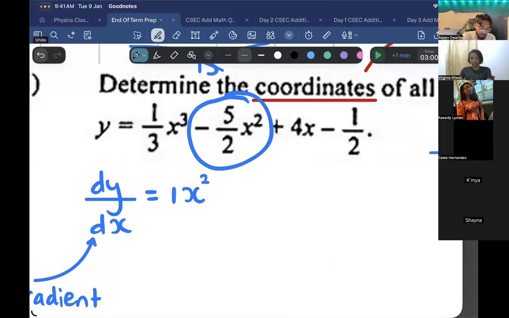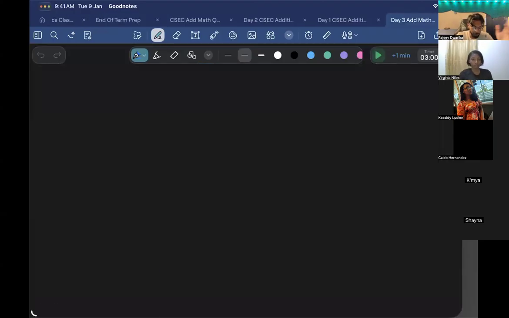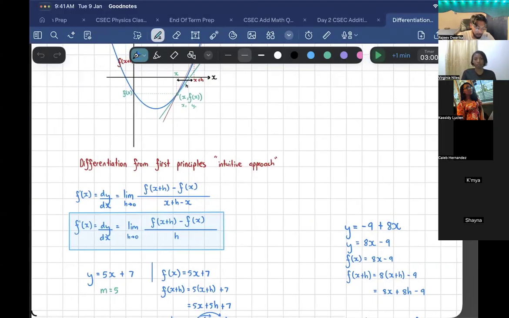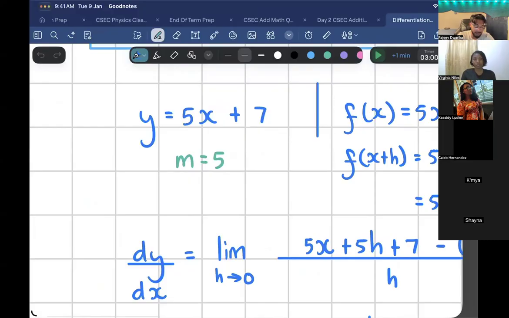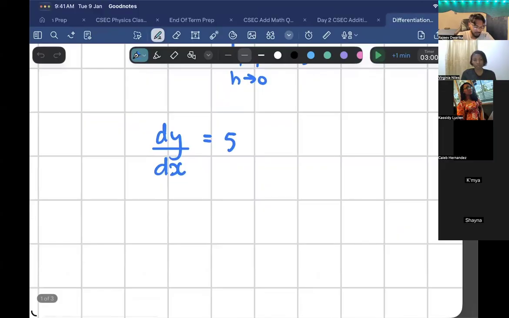Cassidy, if I differentiate minus 5 over 2 x squared, what would I get? I'll multiply minus 5 over 2 by the power 2, and I'll get minus 5, and then I'll minus 1 from the power, so it's just minus 5x. Correct. In the last class, we proved this. If you are differentiating something like 5x, the rate of change of the function is 5. So when you find dy dx, you're just going to get 5.